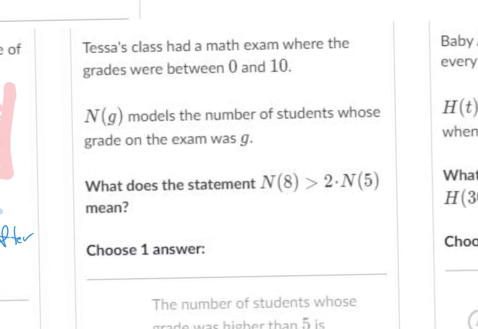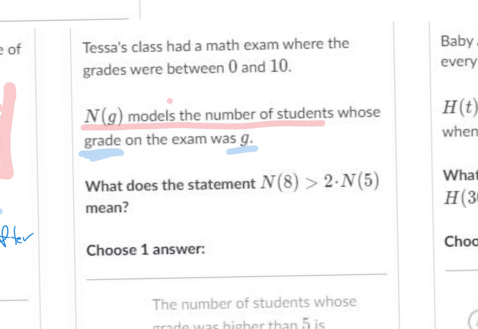Tessa's class had a math exam where the grades were between 0 and 10. N of G models the number of students whose grades on the exam was G. Okay, so a couple things I'm going to point out is this is the number of students, and G is the grade. G is the grade, and this is the number of students who had that grade. So for example, if they got a 5, this would kick out the number of people who got a 5. So like, I don't know, hopefully it's only like 1 or 2.